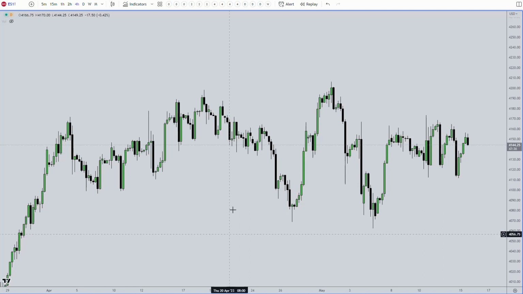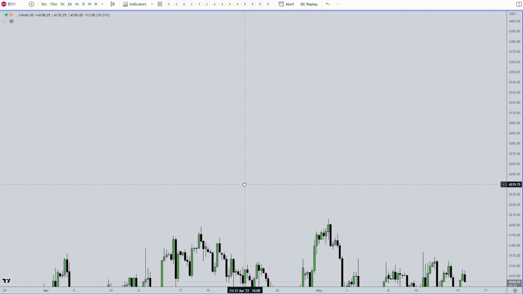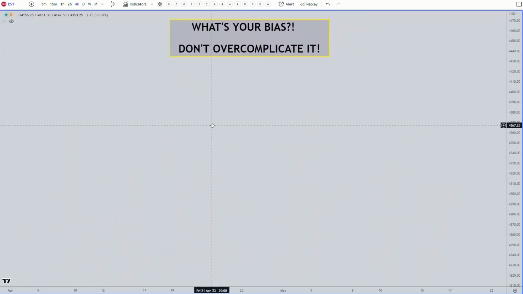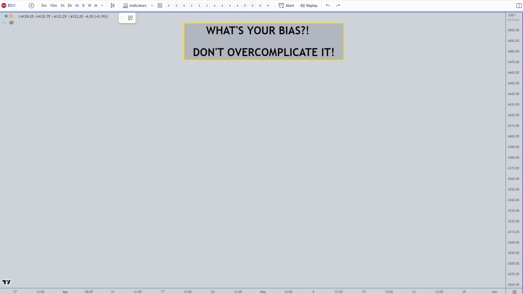Hello everyone, and let me ask you, what is your bias on the S&P 500? Personally, I believe most people tend to overcomplicate bias. In the end, trading is as hard as you make it be. You have a job, you have a family, you need to simplify while keeping the odds of your trades high.